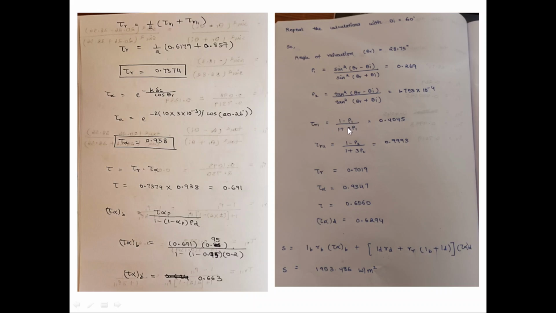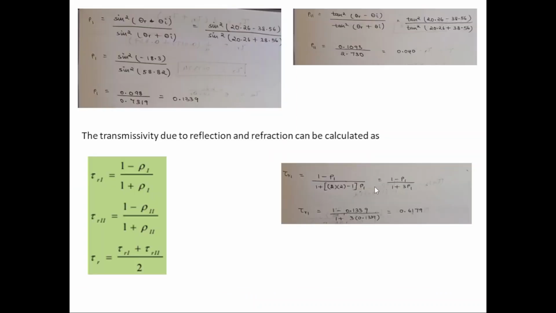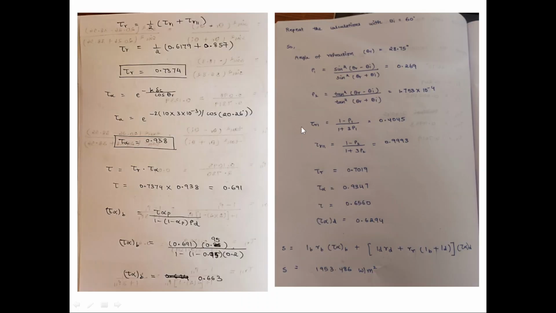Tau r1 similarly was calculated as it is here, 1 minus rho 1 divided by 1 plus 3 rho 1. Those values were calculated, tau r1 and tau r2, that is transmissivity due to reflection and refraction. And then the tau r value was calculated, that is tau r1 plus tau r2 by 2. Then the transmissivity due to absorption was calculated as 0.934, and then the total transmissivity, from the contribution of both reflection and refraction as well as absorption, was calculated around 0.6560.